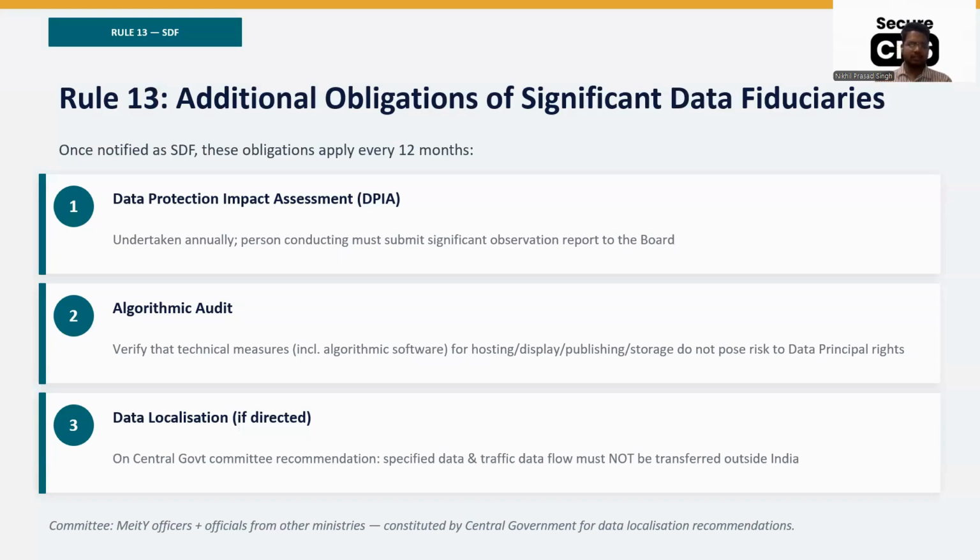My prediction is this. It can change in future, but right now it will be only this. Once you have been notified as an SDF, you'll have to carry out this compliance every 12 months. What is that compliance? You'll have to do a DPIA audit every 12 months.